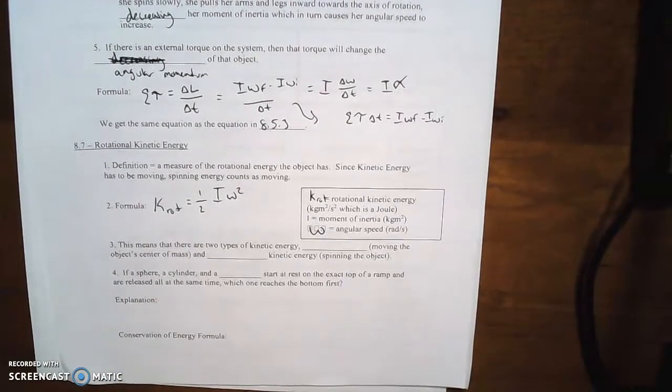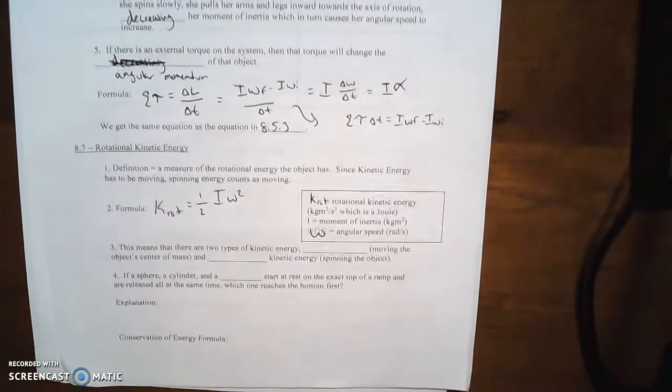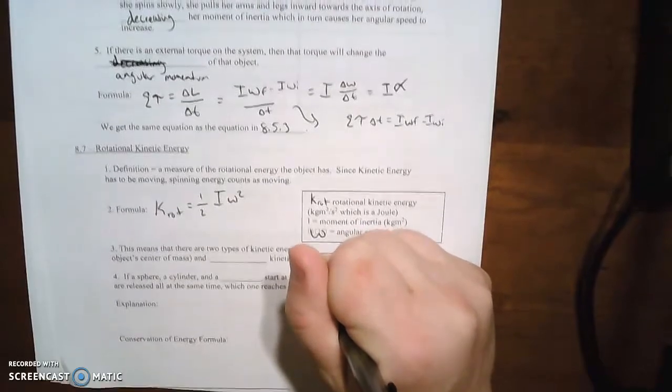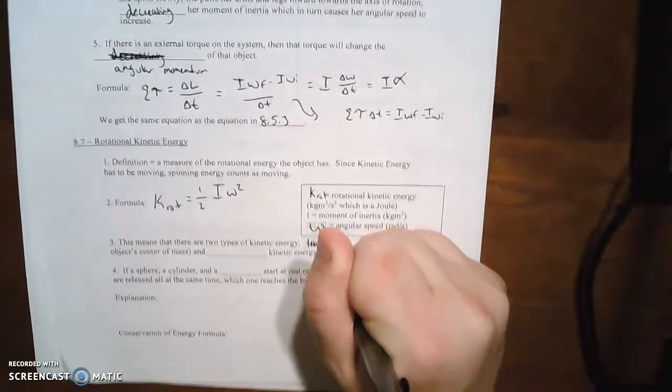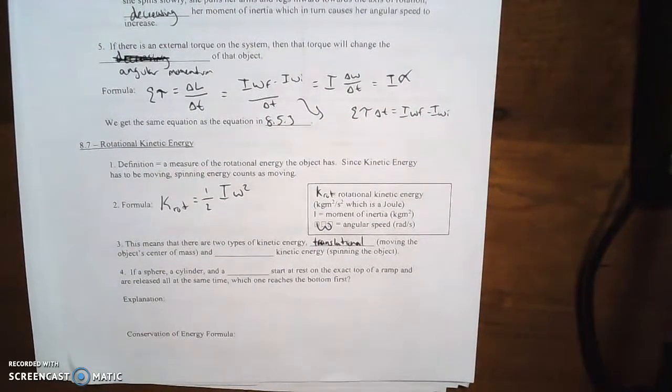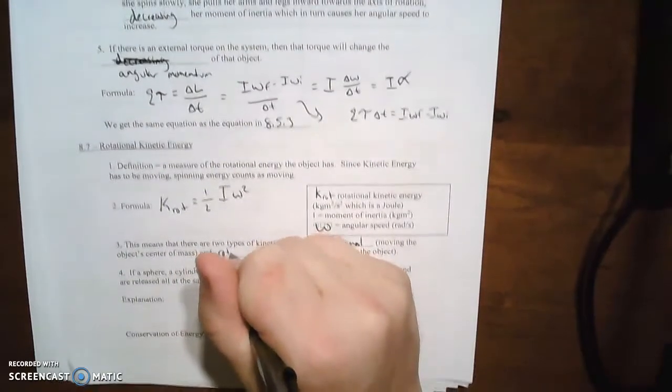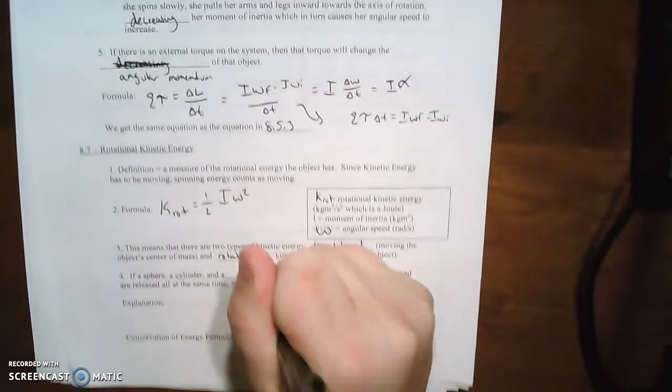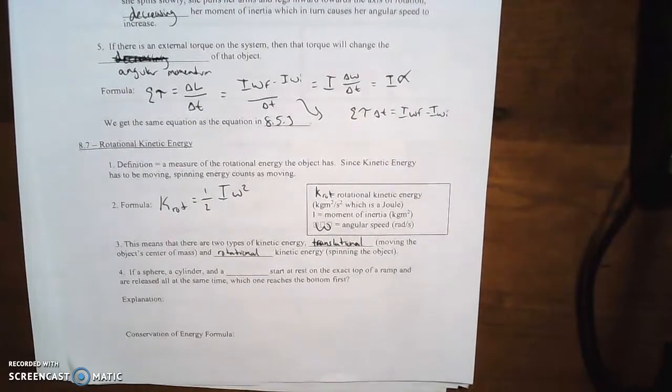This means that there are two types of kinetic energy. We have translational or linear, and that's when we move the center of mass of an object, and also rotational kinetic energy, just spinning the object.